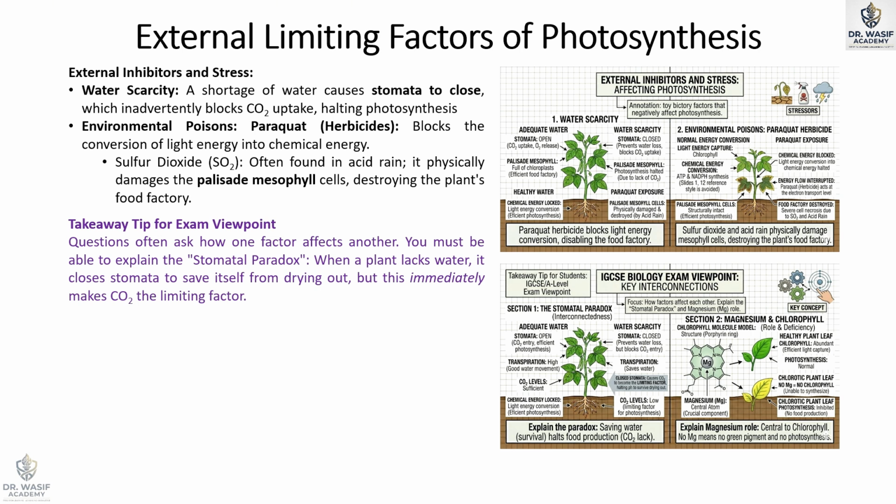Okay, it physically destroys the palisade mesophyll cells. Sulfur dioxide kills palisade mesophyll cells. Since these cells are the primary food factories of the leaf, if we destroy them, it means the plant can no longer produce glucose regardless of how much light is available.